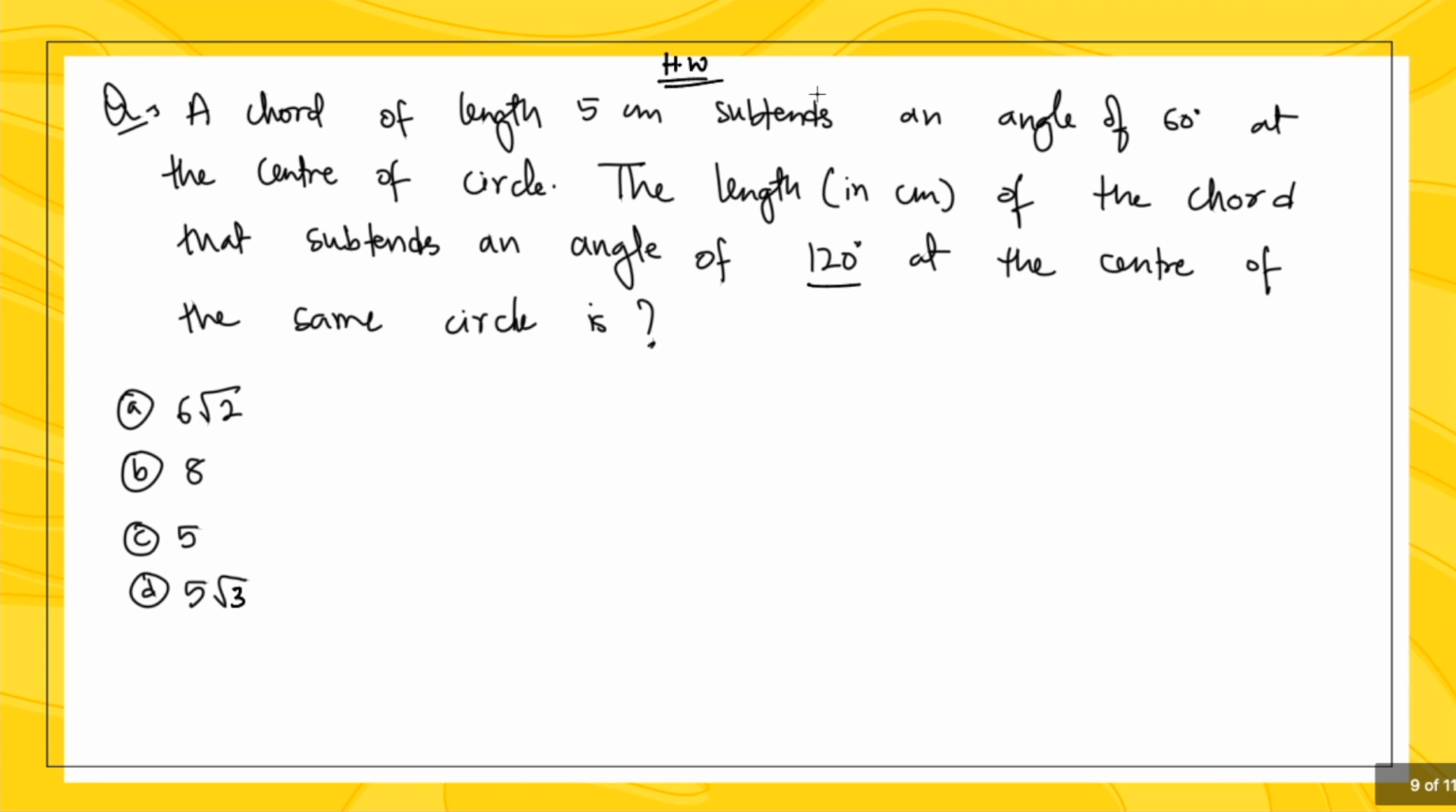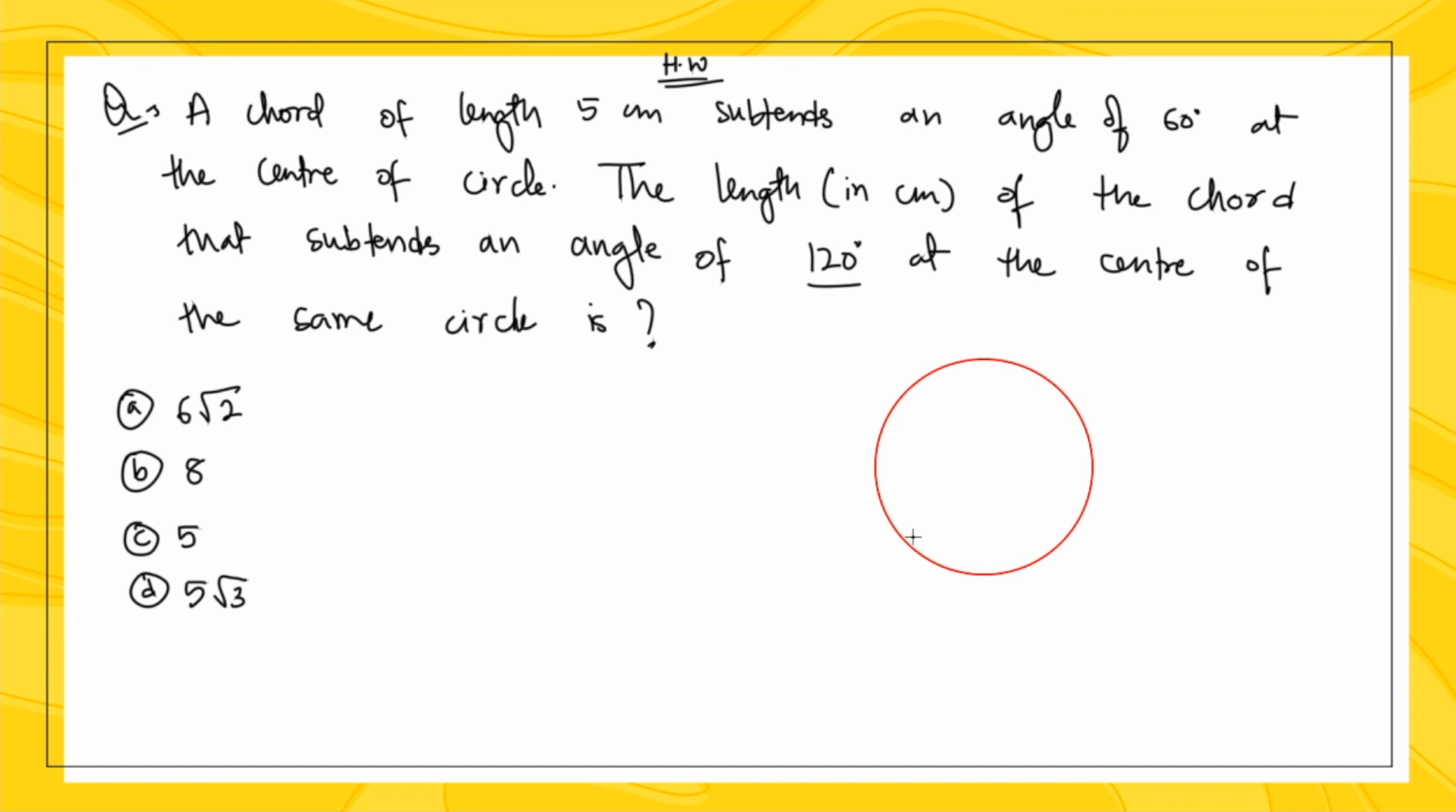Alright, so in the previous video, I asked you guys a question which says that a chord of length 5 cm subtends an angle of 60 degrees at the center of the circle. The length in centimeters of the chord that subtends an angle of 120 degrees at the center of the same circle is? So to answer this question, first of all, I have to make a circle. So let me make that.